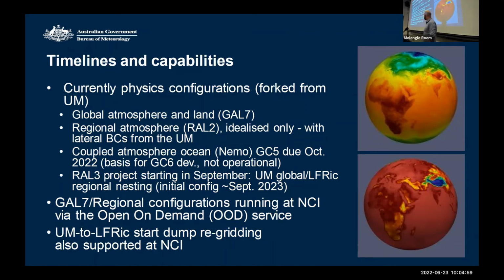So yes, as I say, we've got the GAL7 and the idealized regional configurations running on NCI at the moment via the on-demand service that NCI put together as a successor to ACCESS-Dev. And we've also got regridding tools running there, so we can take a start dump and regrid it onto the cube sphere and use it as an LFRic start dump to run from as well.